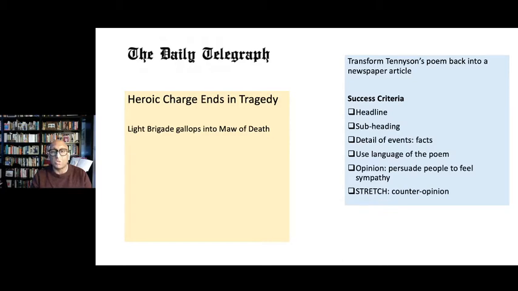What I'd like you to do is make sure you have the detail of the facts. I'd like you to use the language of the poem. And there is an aspect of opinion where I'd want you to persuade people to feel sympathy. If you're able, could you express a counter opinion, which is, no, this was a mistake and people should be punished. Okay, so I'd like you to pause, and I'd like you to do that exercise now.